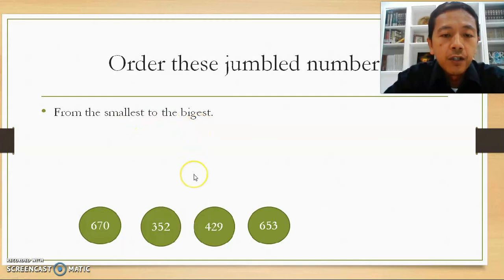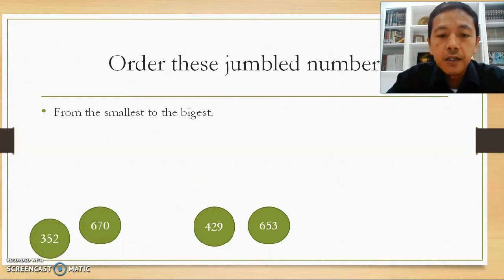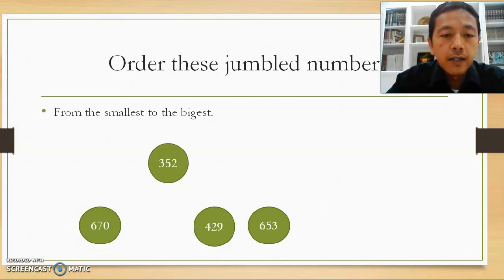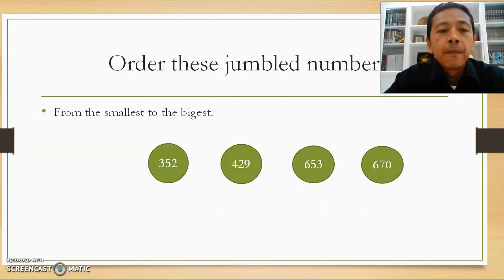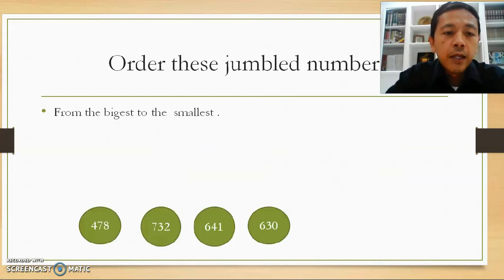Which one is small? Look at this hundred. Up. It's number one. Next. Order the number: 352, next 429, 653, and the last 670.